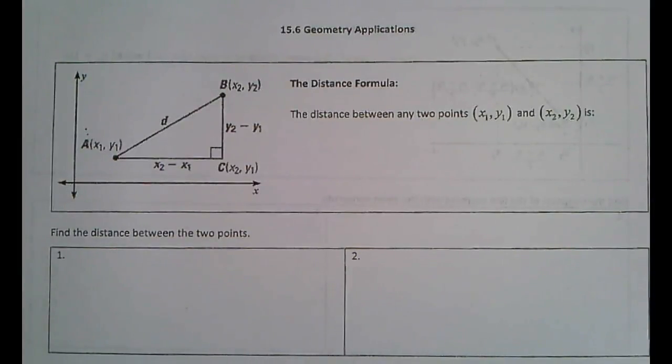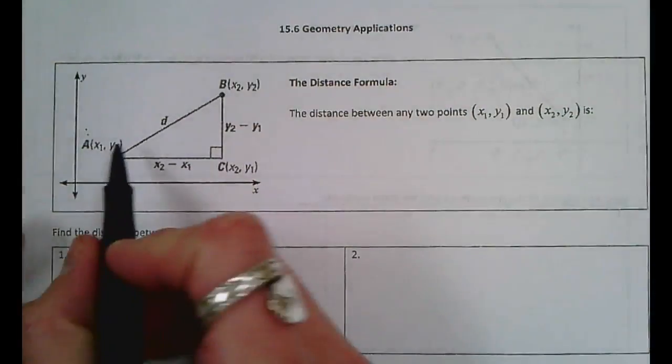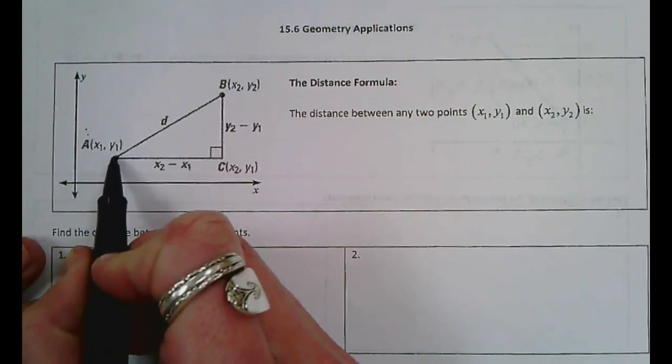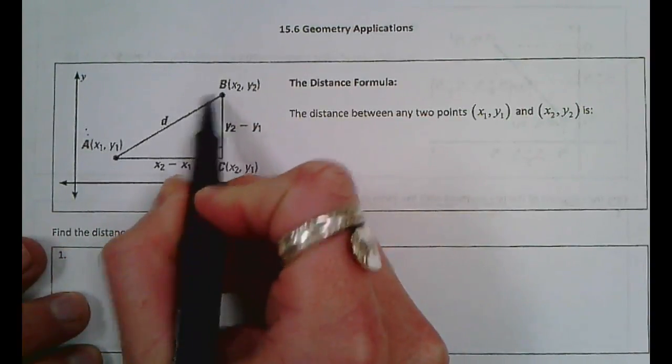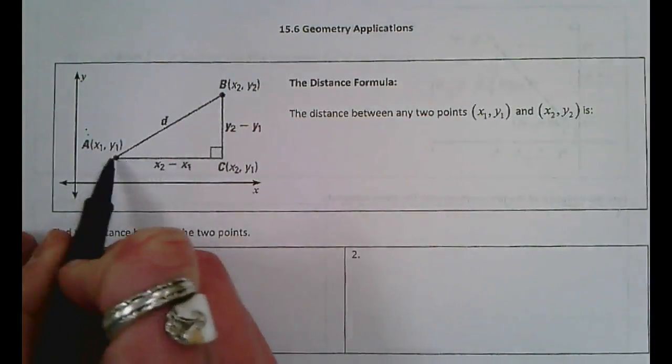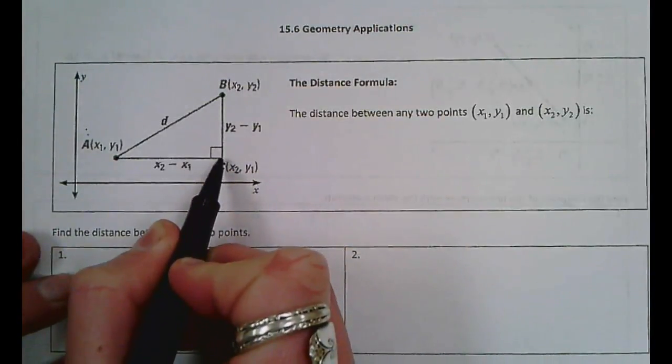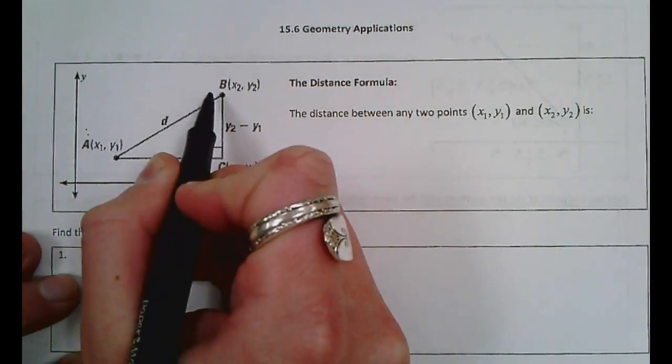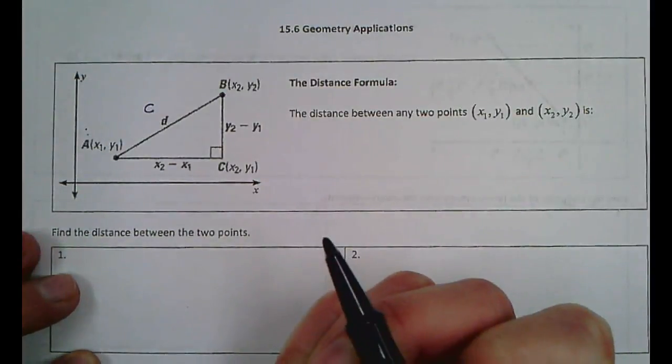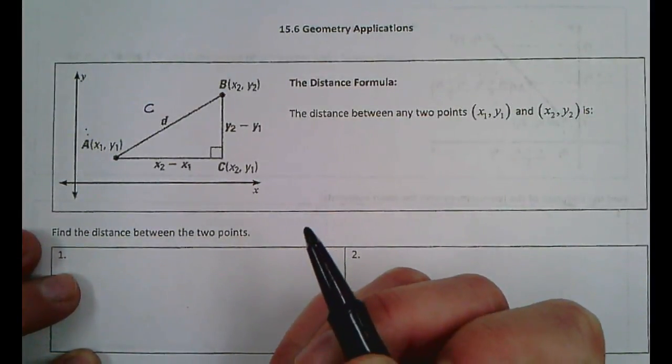All right, 15.6 geometry applications. So the first thing we're going to be doing, applying geometry to what we've been working on in class, is the distance formula. The distance formula basically comes from the Pythagorean theorem. So you can see here we're going to find the distance between point A and point B. Well, if we could make a right triangle on a coordinate plane, the distance we're actually trying to find is our hypotenuse, or C, from the Pythagorean theorem.